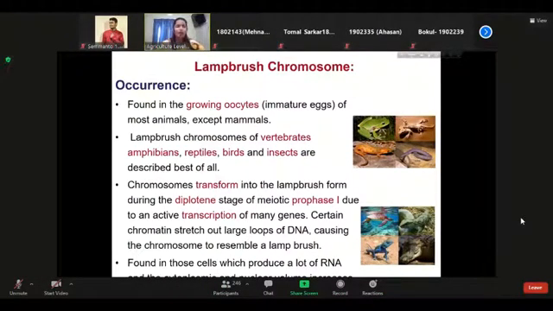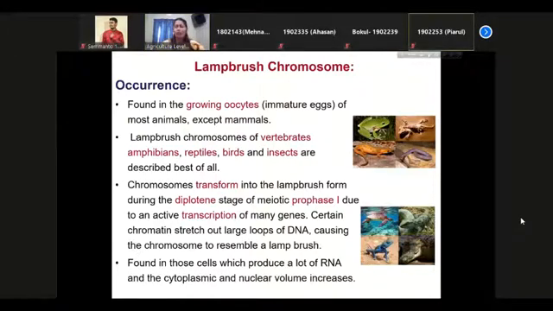Now let's see the occurrence, where we can find these giant lamb-brush chromosomes. They are found in the growing oocytes of most animals except mammals. We are the group of mammals. You know what an oocyte is? An oocyte is an immature growing egg. Many animals have them, like lizards, frogs, and some earthworms. Lamb-brush chromosomes are found in vertebrates, amphibians, reptiles, birds, and insects.